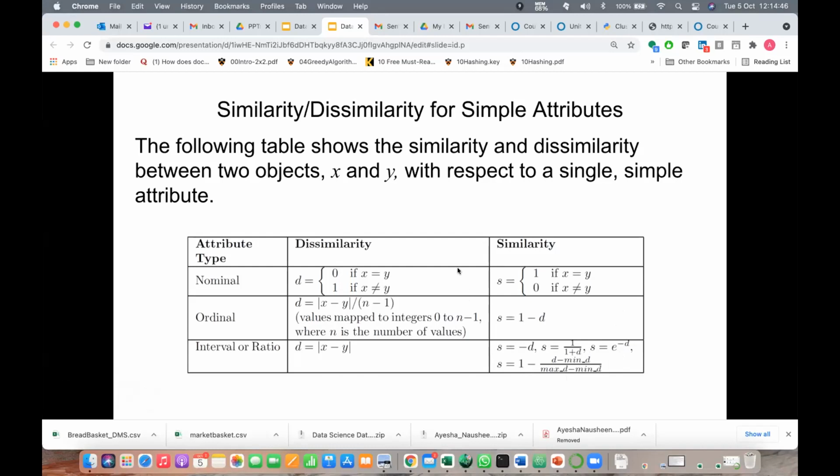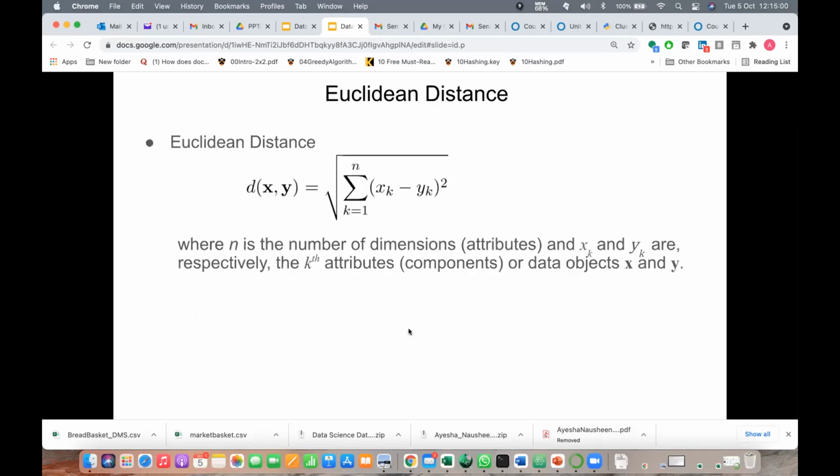So we need to understand there are different similarity and dissimilarity measures. For different algorithms, we may need to use different measures. That's why we need to understand all these measures.